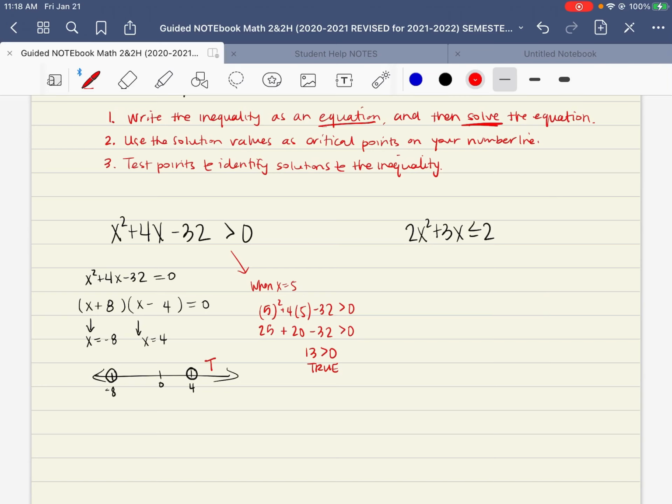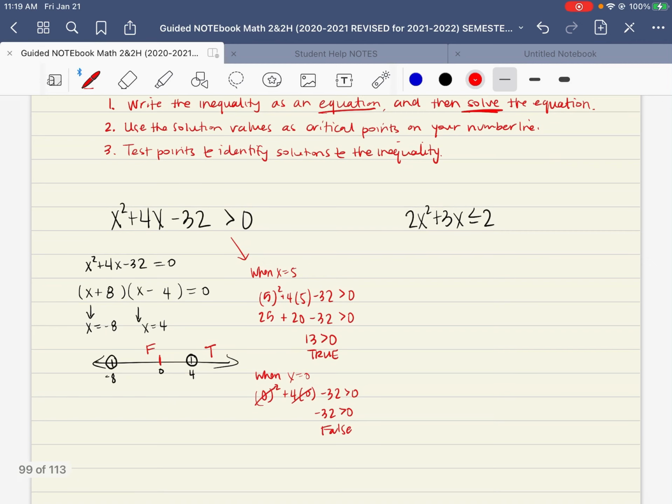Notice if I choose a value between negative 8 and 4, so let's say I just choose the value 0, just because that's right there between it. And if I look at when x is 0 and I plug it into that inequality, I would get 0 squared plus 4 times 0 minus 32 is greater than 0. So 0 squared is 0. 4 times 0 is 0, so negative 32 is greater than 0. That's a false statement, so that means that between here, those do not work as solution values.